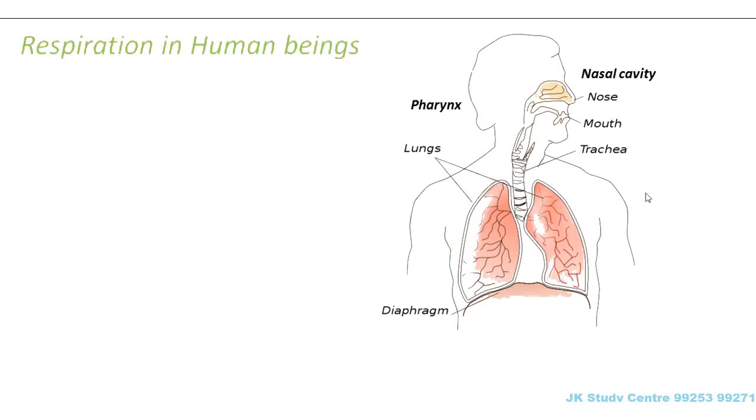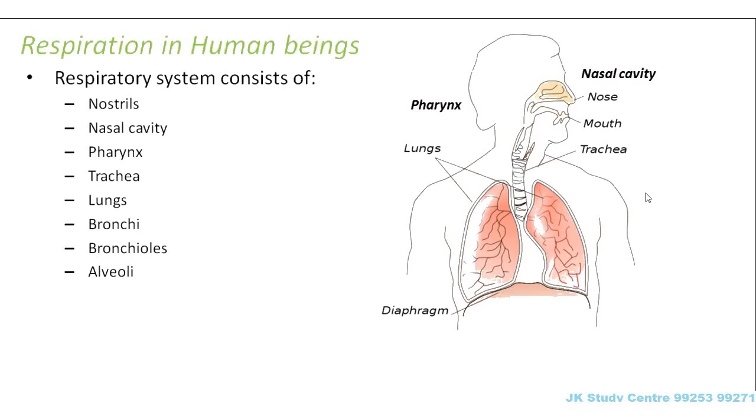Beta. Now we are going to talk about respiration in human beings. How do we respire? The respiratory system consists of so many things. It starts with our nostrils. We all know what nostrils are. So it starts with the nostrils, the nasal cavity, pharynx, trachea, lungs, bronchi, bronchioles, and alveoli. So many things together constitute the respiratory system in human beings.